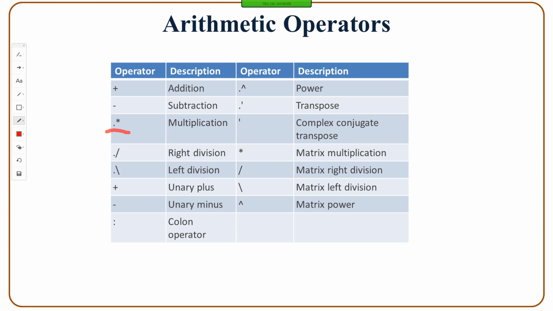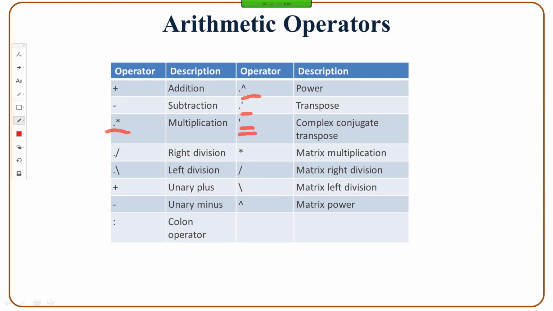The colon operator is used to create arrays. Element-wise power, transpose, and complex conjugate transpose. If the elements are real, then it doesn't matter if you use the dot transpose or the complex conjugate transpose. But if you have complex elements, then using the complex conjugate transpose gives you the conjugate elements. And then there are matrix multiplication, matrix right division, matrix left division, and matrix power. Matrix left division is normally used to solve simultaneous equations.